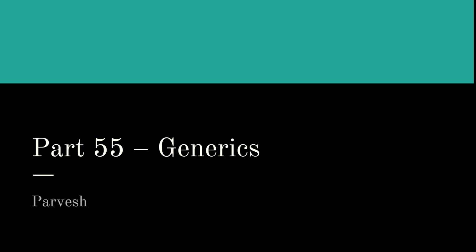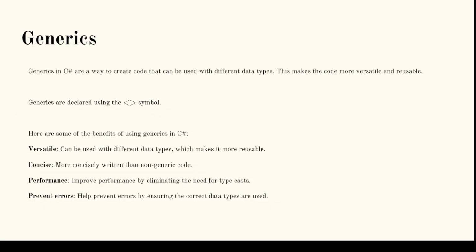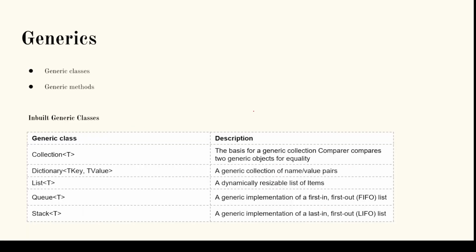In this video, we will learn about generics. Generics in C# is a way to create code that can be used with different data types. We can create generic classes. We can also create generic methods. When we are creating generics, we normally use these angular brackets. In C#, generics is used at many places.